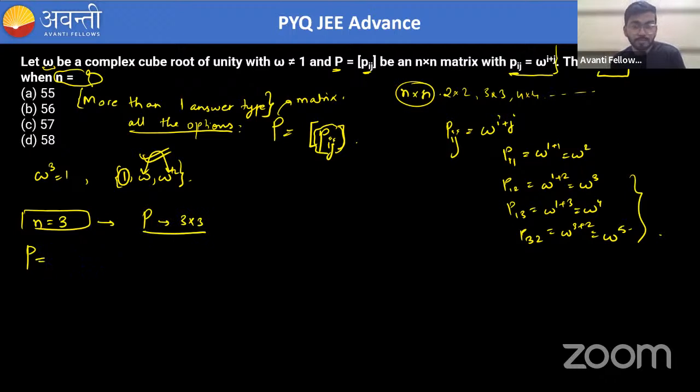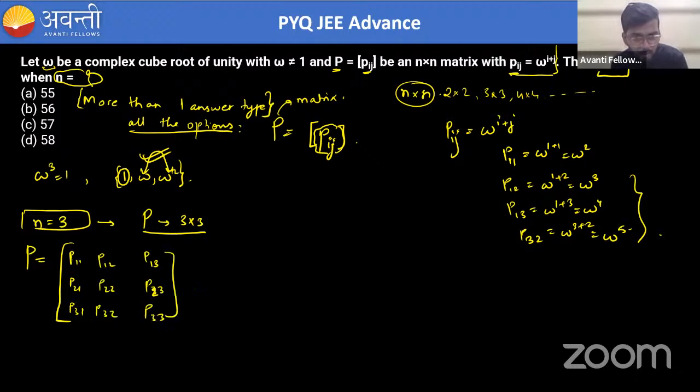The P matrix will look like p_ij. Here it will be P11, here P12, here P13, here P21, here P22, P23, then P31, P32, P33.